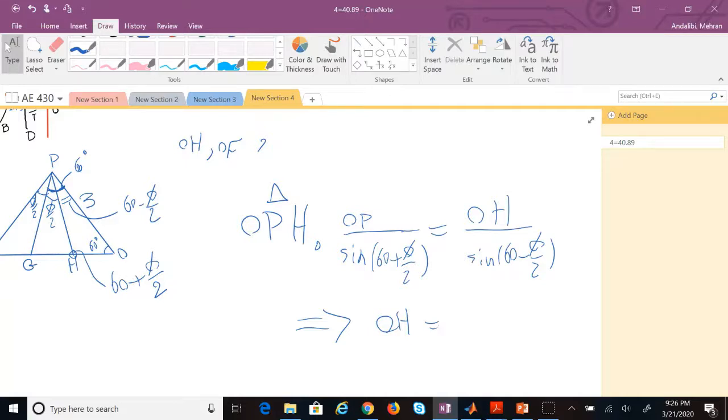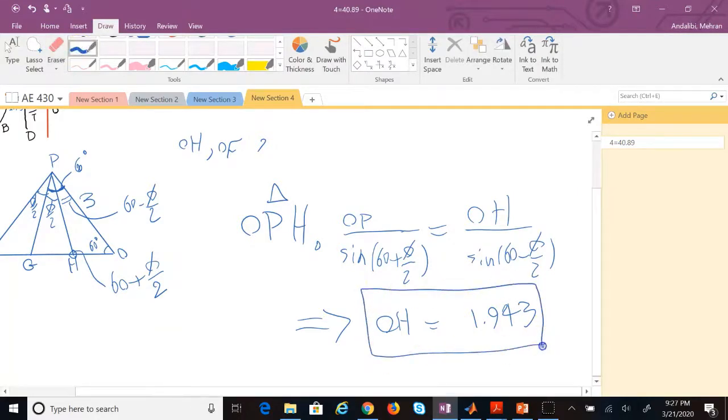And if I calculate OH, the value is going to turn out to be negative 1.943, since we're going to use 3 decimals. So that is the location of the zero, negative 1.943. Of course, here we're just going to get the absolute value of it, so it's just the magnitude of it from here. But that's the location of the zero.